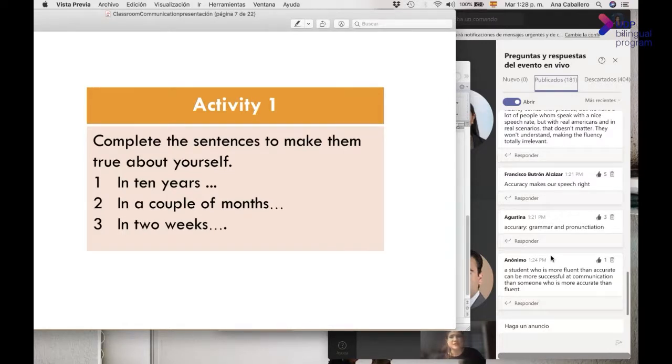The activity says complete the sentences to make them true about yourself. Number 1, in 10 years. Number 2, in a couple of months. And 3, in 2 weeks. What is the focus of this activity? Accuracy or fluency?